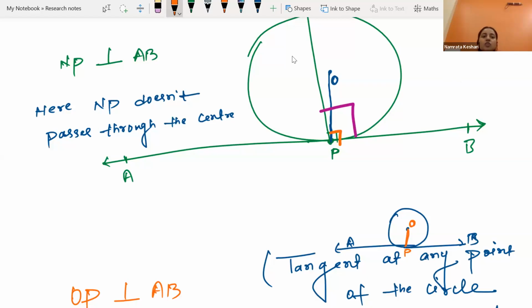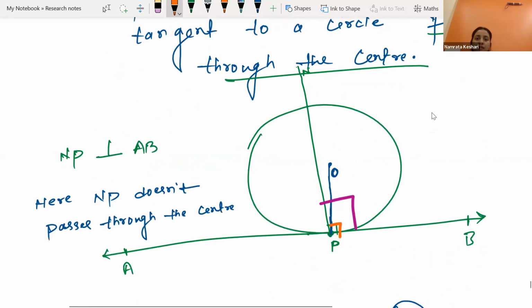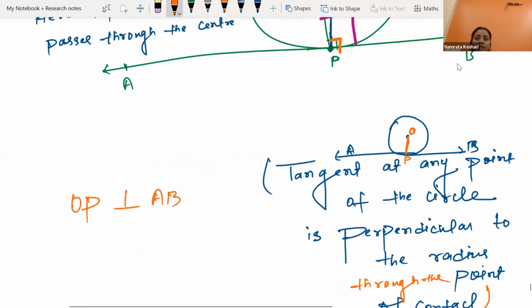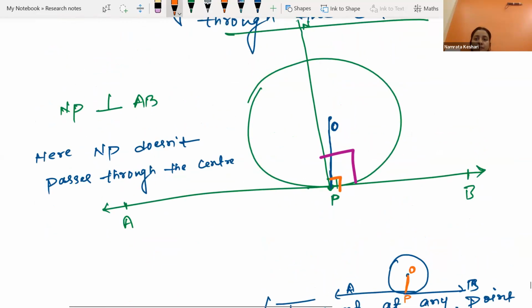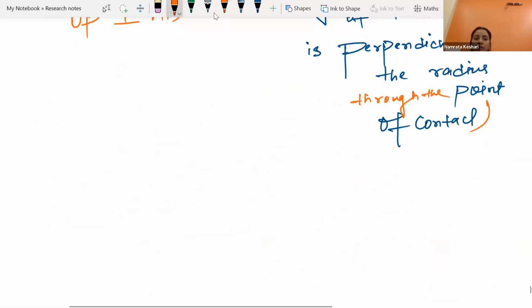Hence, the perpendicular which we have dropped must pass through the center. Am I making sense to all of you? Everyone getting it? Yes. Okay, so I'm going to write over here.